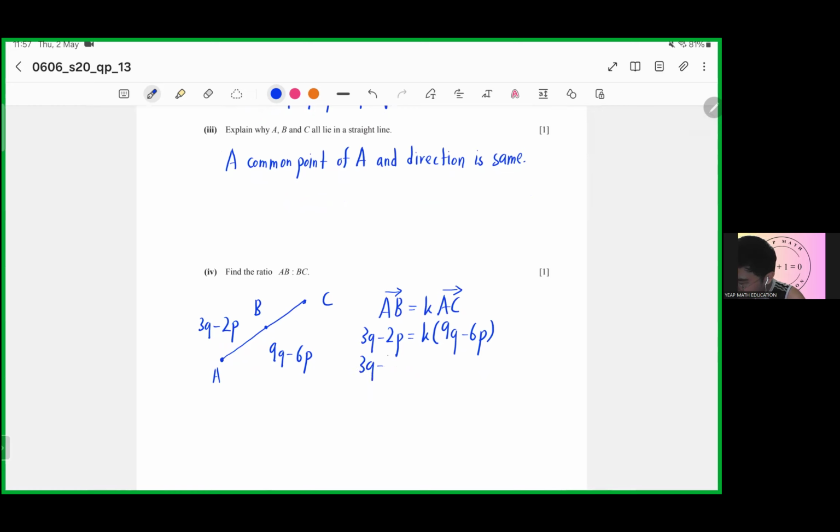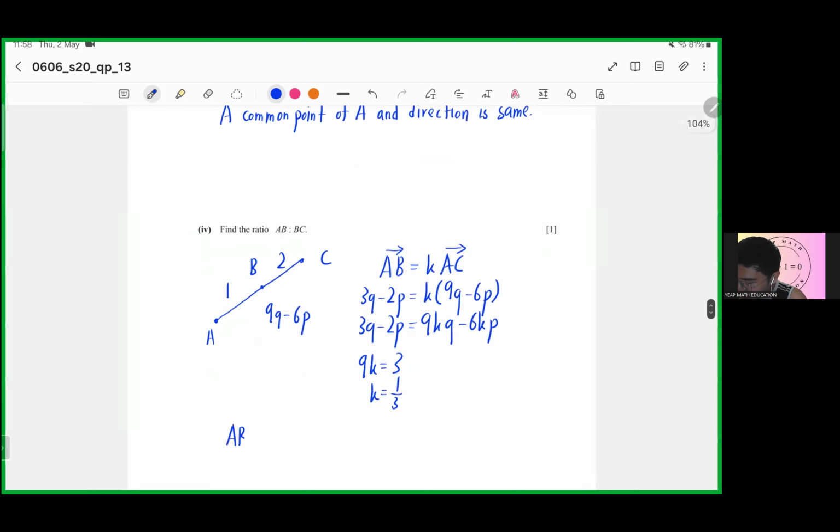Okay, 3Q minus 2P equals 9K Q minus 6K P. So we see what is the value of K. K equals 1 over 3, right? It means AC has 3 parts. AB takes just 1 part only, and then BC takes 2 parts. So the ratio of AB to BC equals 1 to 2. I hope you guys can understand this part.